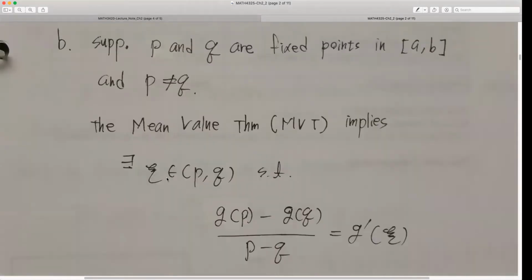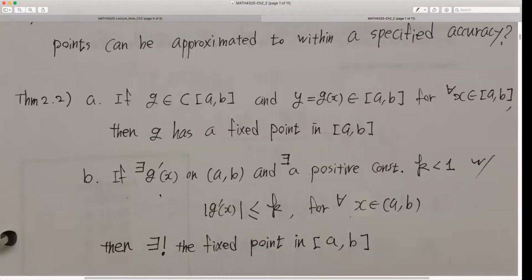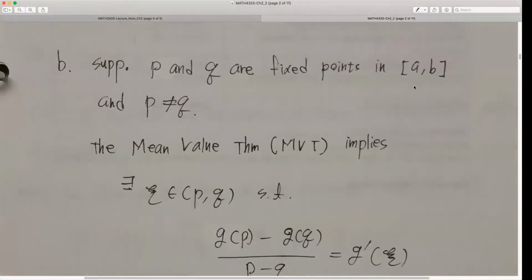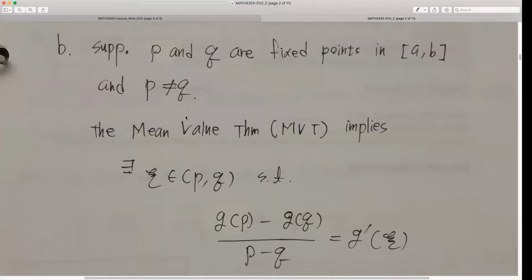And then B: suppose that p and q are fixed points in the closed interval [a, b], and p is not equal to q. So now let's see. Statement B is talking about what? Uniqueness. To prove uniqueness, we suppose that there exist two fixed points, and then we show that this causes a contradiction. Okay, that's a way to prove uniqueness. So suppose p and q are fixed points in the closed interval [a, b], and p is not equal to q. So there are two distinct fixed points, right?